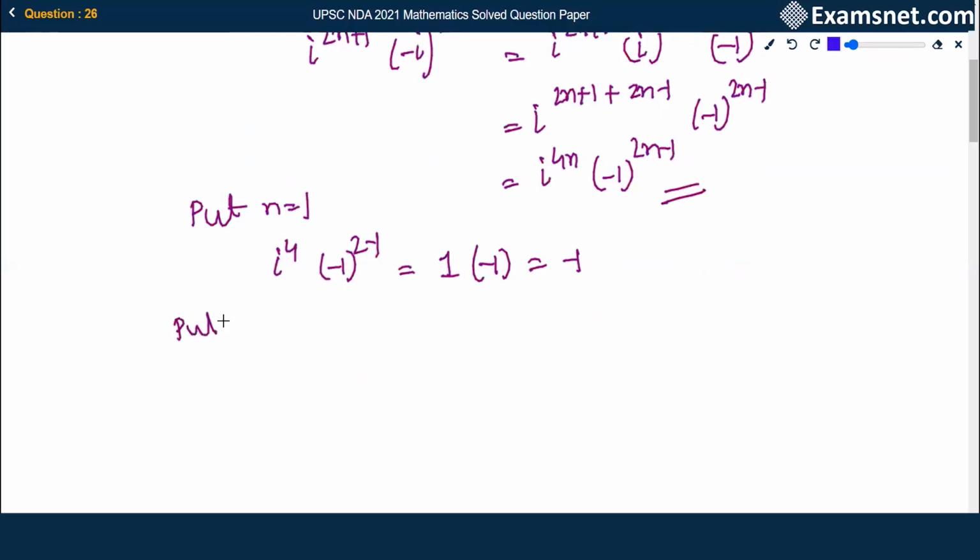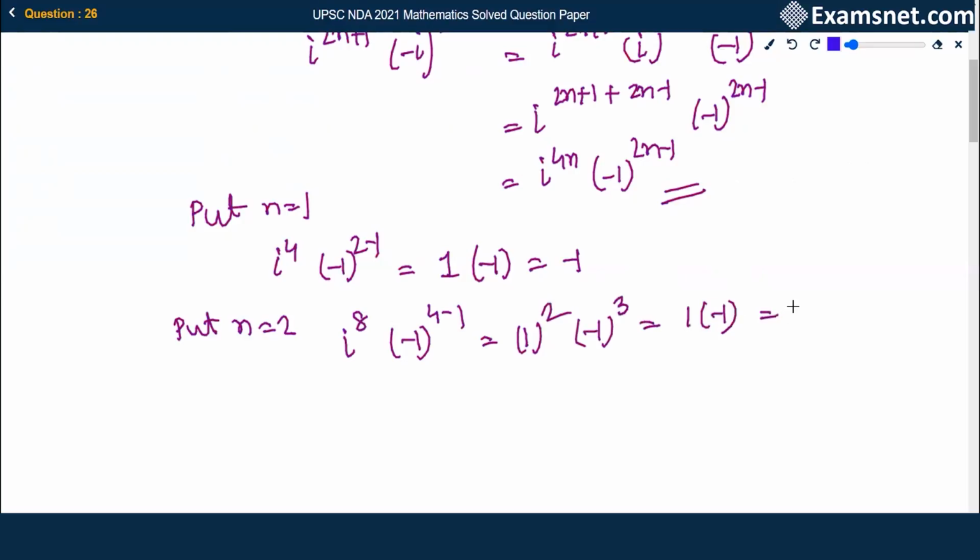Let me check it another way. n equals to 2, correct. So here i to the power 8, 4n minus 1, 2 to the 4 minus 1. Since i to the power 4 gives us the value 1, 1 whole square, i to the power 4 whole square again will give us the value 1, and here minus 1 whole to the power 3. So 1 times minus 1 will give us minus 1.